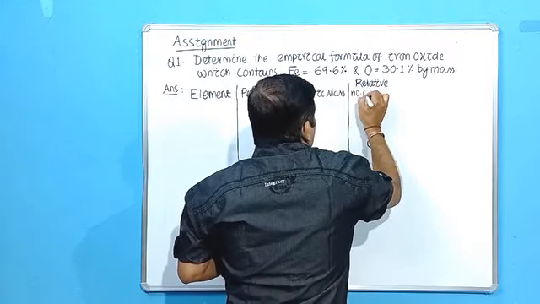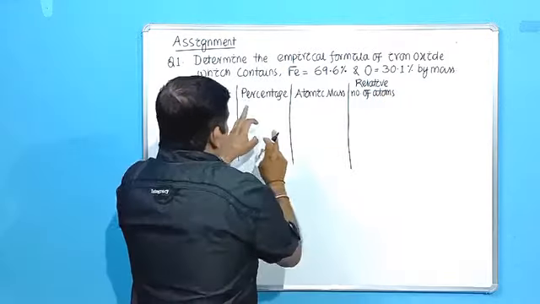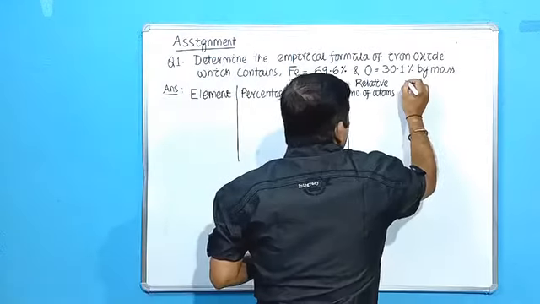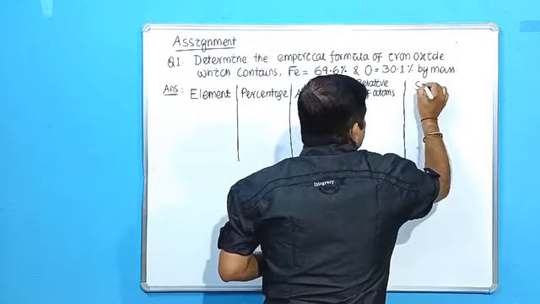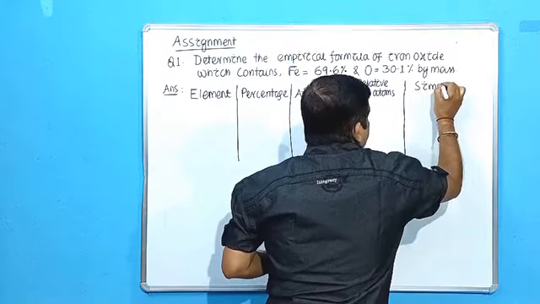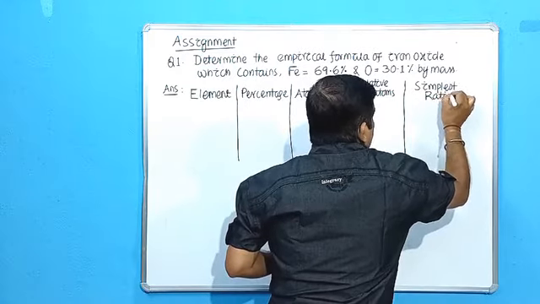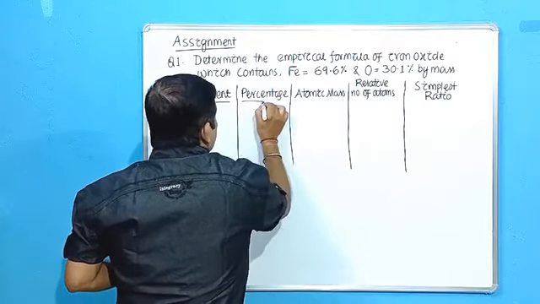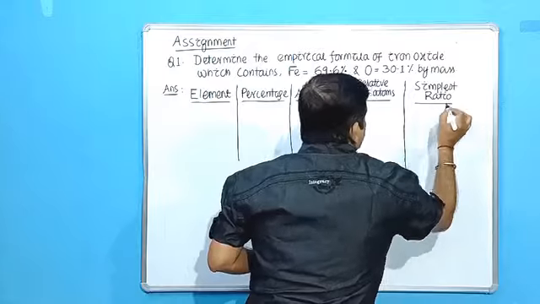Relative number of atoms. How to find out? Now percentage divided by atomic mass will give you relative number of atoms, told you in the last class. Then last one is the simplest ratio, the simplest ratio in which these atoms will be present. So make 5 different columns, then we will try to solve it.